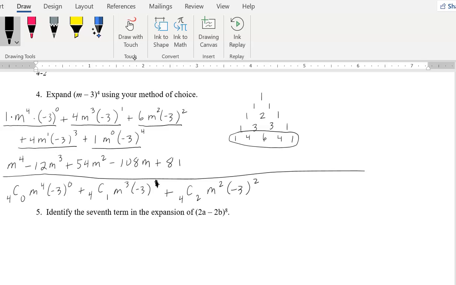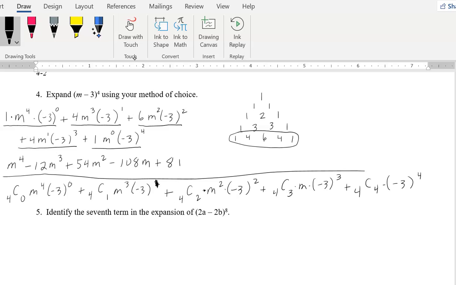So you're welcome to use the binomial theorem on the test, but you would just need to show me this kind of work. And I'll just go ahead and finish it out. 4C3 would be the next. And then finally 4C4. M has gone down to the 0 power, which is just 1. And all these are just being multiplied together, just like you did before. Everything's the same. It's just a different way of coming up with these coefficients. Same answer.